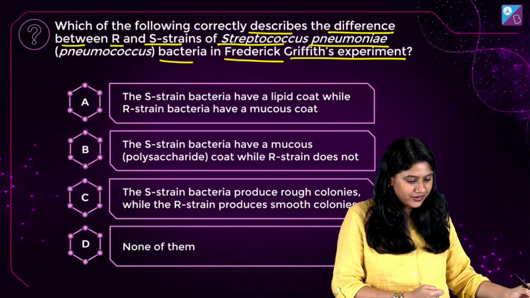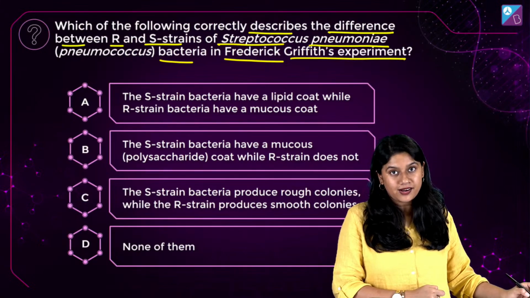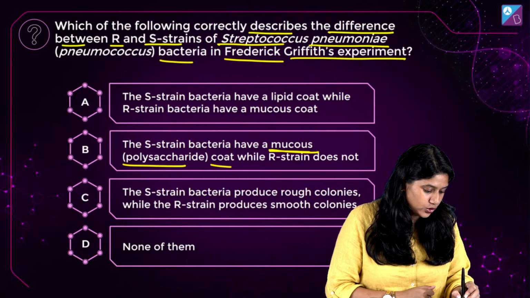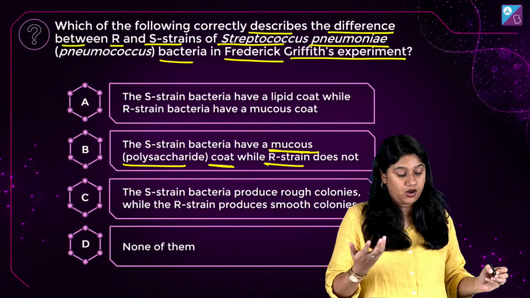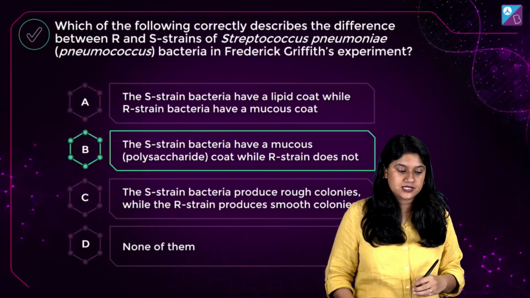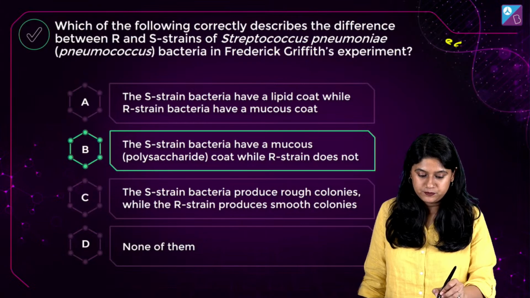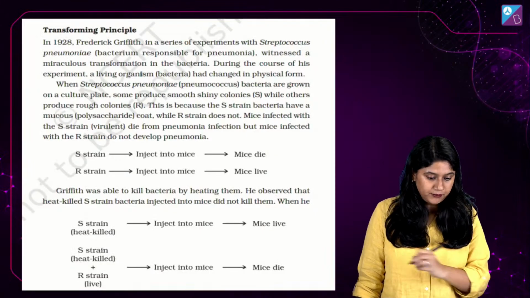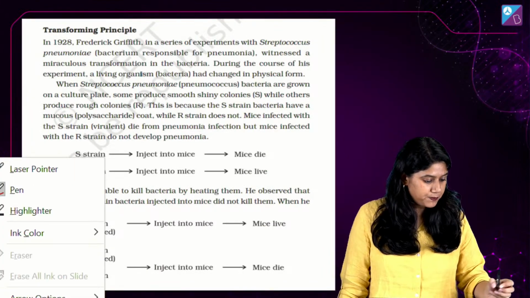Very good, everyone. The difference between the S strain and the R strain is about the coat, mucus polysaccharide coat, right? While R strain does not have it. So, option number B is the correct answer. Very good. With this, everyone, we are done with the very first topic that we have today. That is the transforming principle.